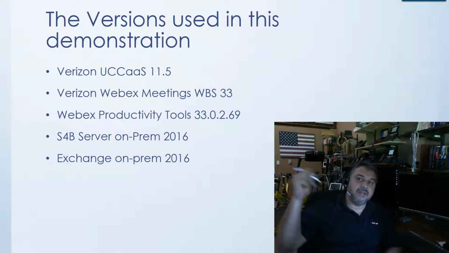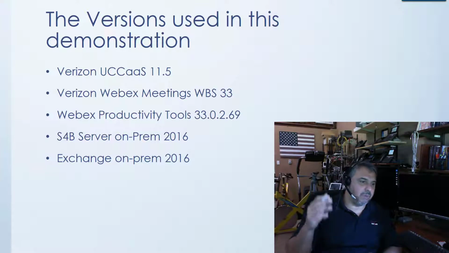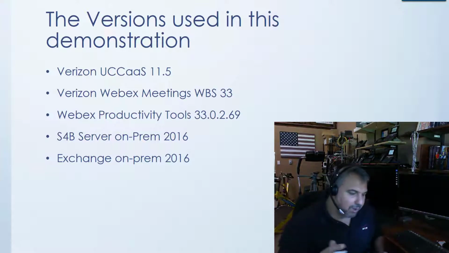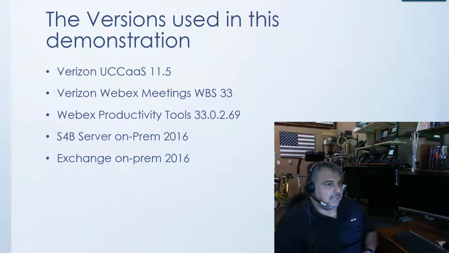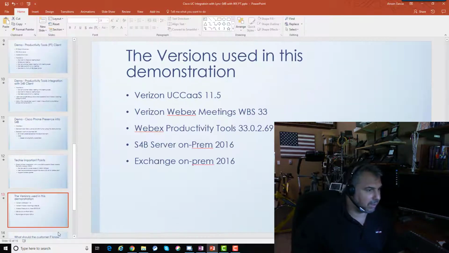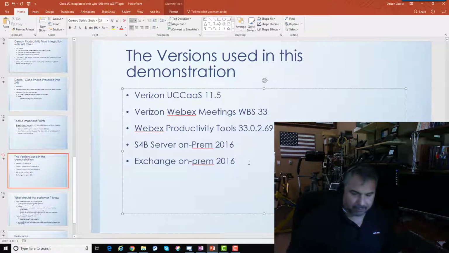The versions used in this demonstration. If you're watching this six months from now, I want to throw these up there: Verizon UCaaS 11.5, Webex, productivity tools, all these things are right there. The one thing I want to say about versions is, do I have that? I don't. I didn't have that on here for some reason. All right, let me go ahead and put that on here.